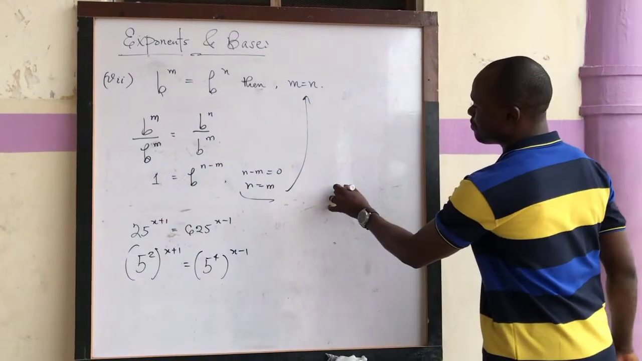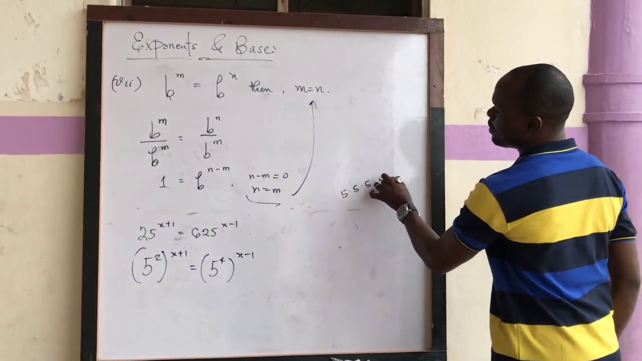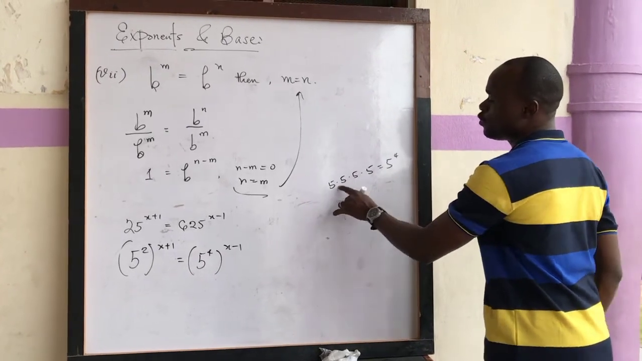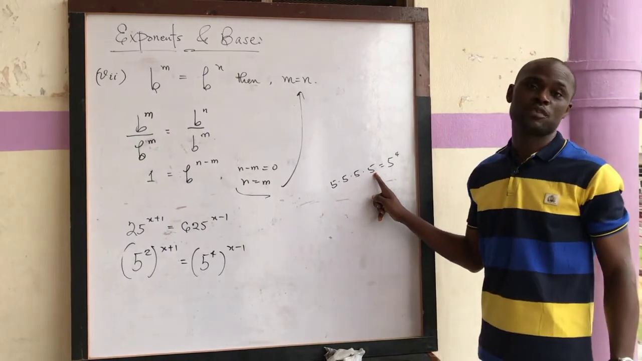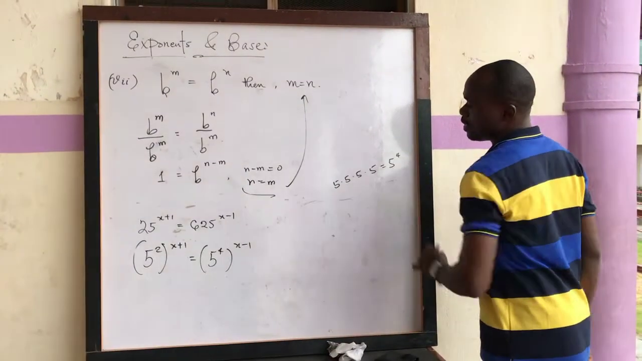How do I know that? Think about that. This is 5 raised to the power of 4. This is 25, this is 125, and 125 times 5 will give you 625. That is how we got that.